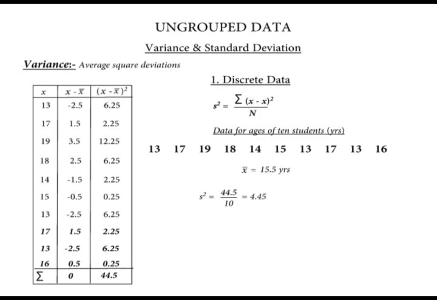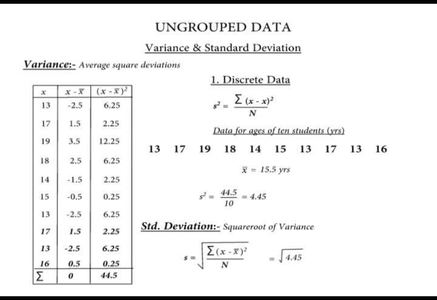The standard deviation is the square root of variance. That is, standard deviation is equal to the square root of the whole of summation of x minus x bar squared over n. So in this case, our standard deviation will be the square root of 4.45.